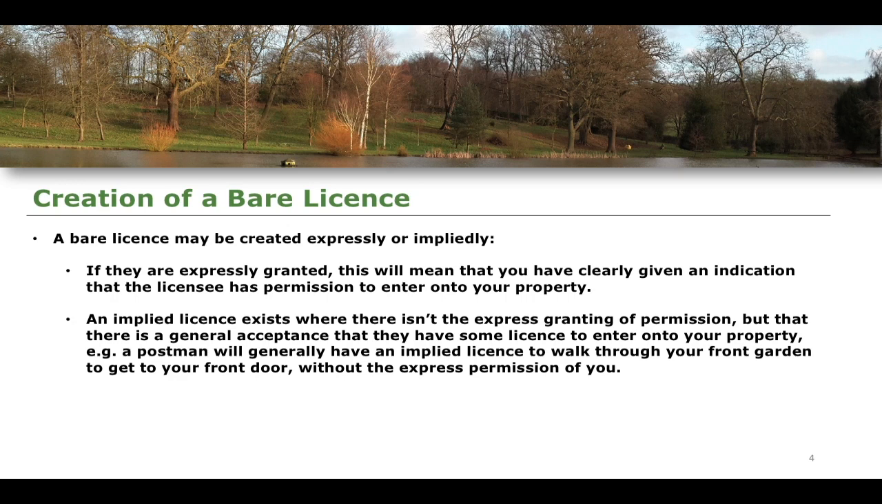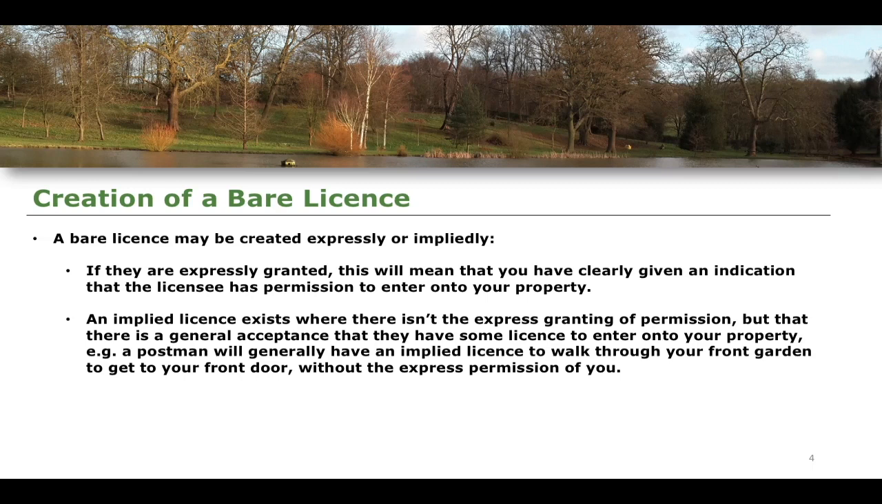Rather, and instead of that, there is this general acceptance that they have some license to go onto your property. Generally speaking, an example of this would be a postman or postwoman. They will generally have an implied license to walk through your front garden to get to your front door. And this is not express.